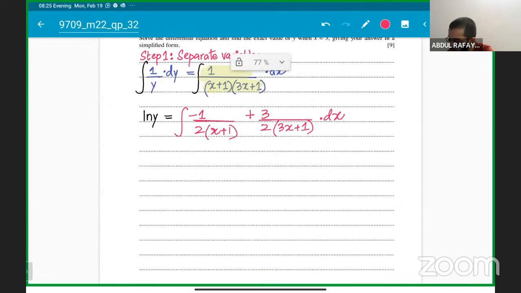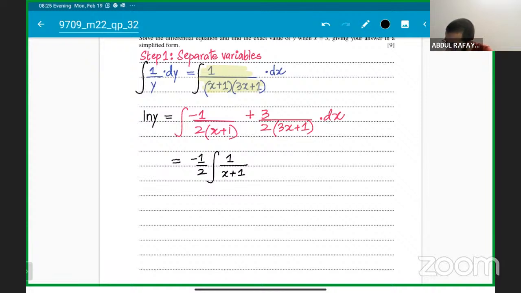Again, you'll have to apply the ln y concept. In this one it's not a problem, so you can just take it outside. It will be minus half ln x plus 1, because the differentiation of x plus 1 is 1, so we already have that.